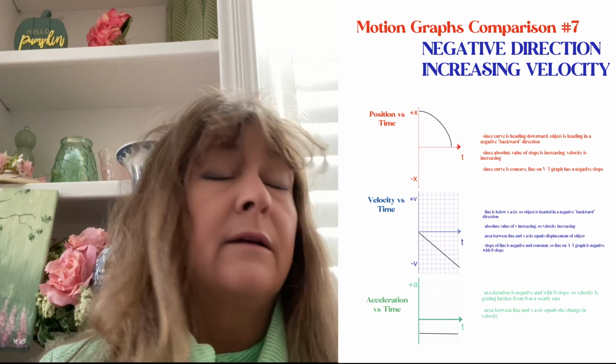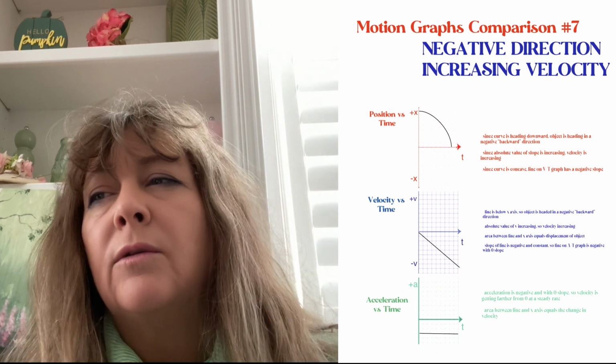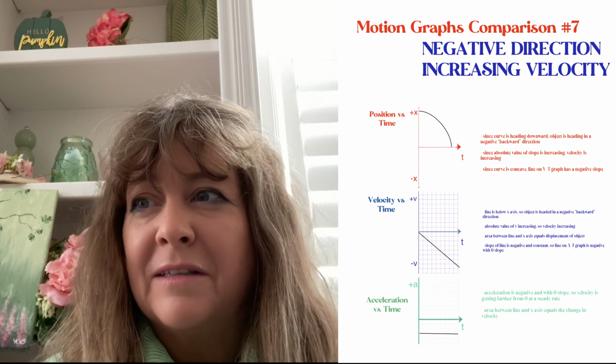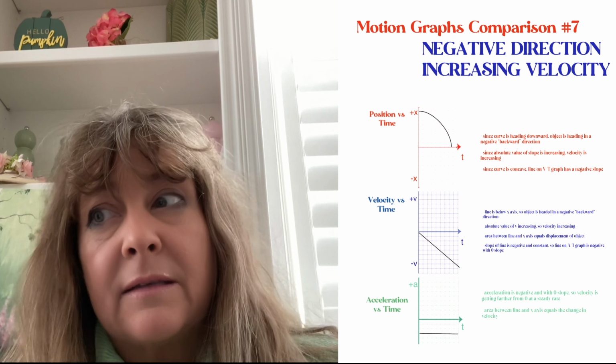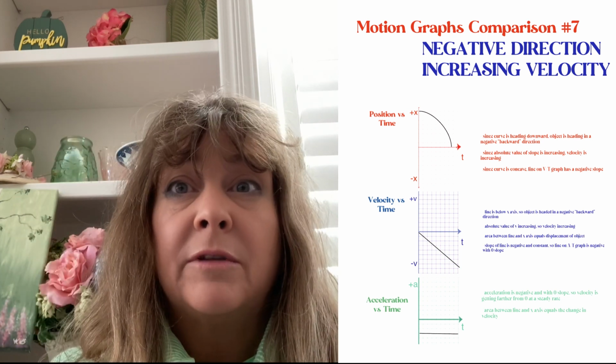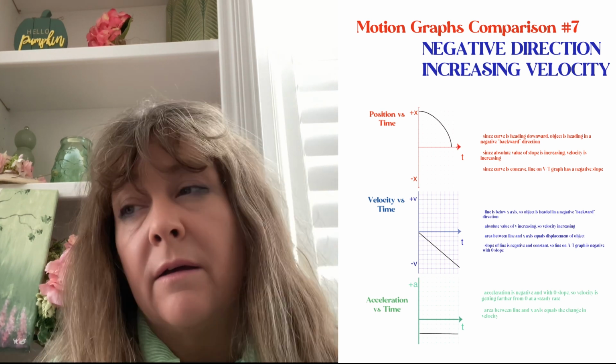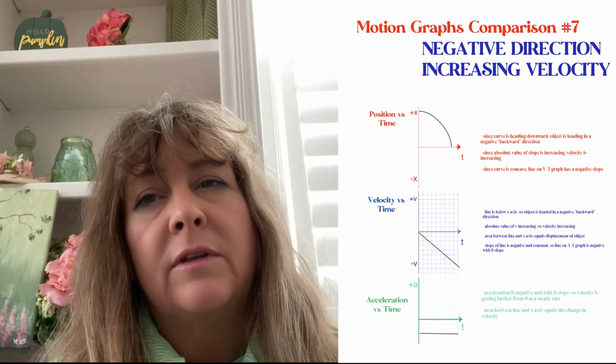Now looking at the velocity versus time graph, the line is below the x-axis, so the object is heading in a negative backward direction. The absolute value of velocity is increasing, so the velocity is increasing. The area between the line and the x-axis equals the displacement of the object, and the slope of the line is negative and constant, so the line on the acceleration time graph is going to be negative with a 0 slope.